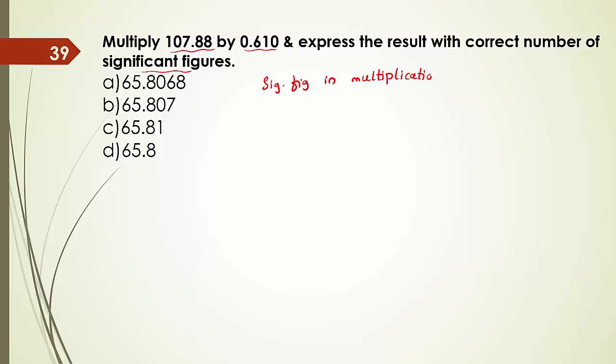For multiplication, we know that the final result should contain the least number of significant figures. Which are the given two numbers? 107.88 has a total of 5 significant figures. The second number is 0.610. How many significant figures are there here? Totally there are 3 significant figures, because the leading 0 we are not going to consider.